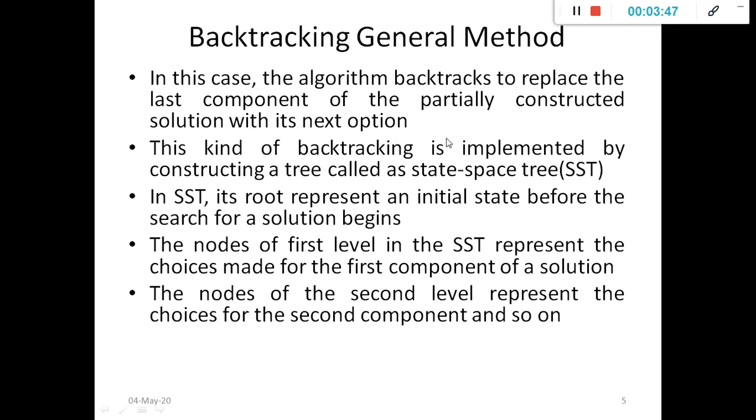This kind of backtracking is implemented by constructing a tree called a state space tree. In the state space tree, the root represents an initial state before the search for a solution begins. The nodes of the first level in the state space tree represent the choices made for the first component of a solution. The nodes of the second level represent the choices for the second component and so on.